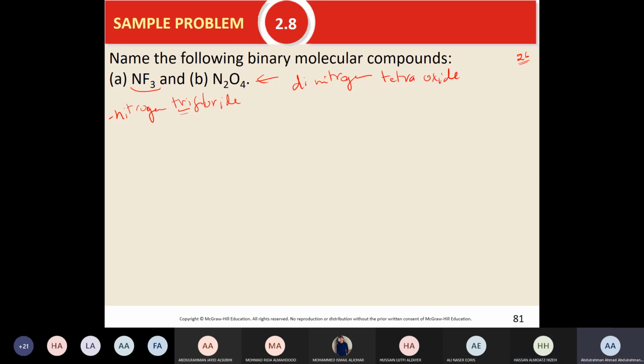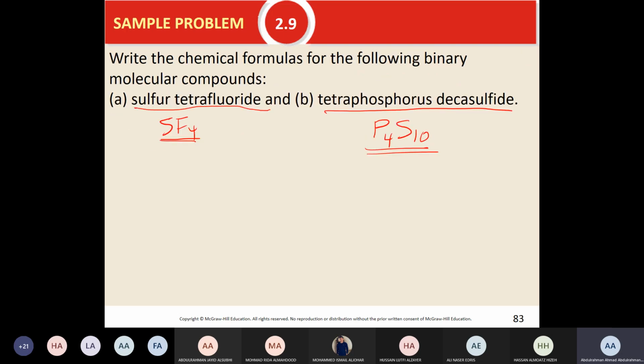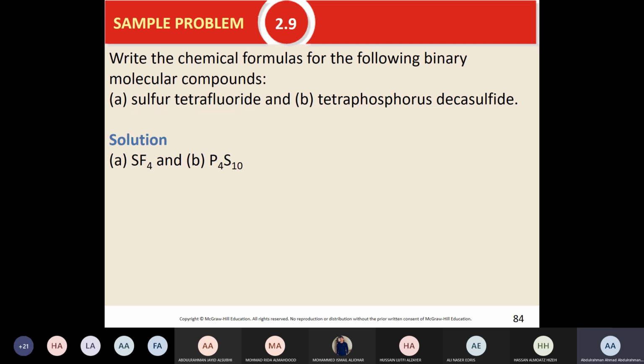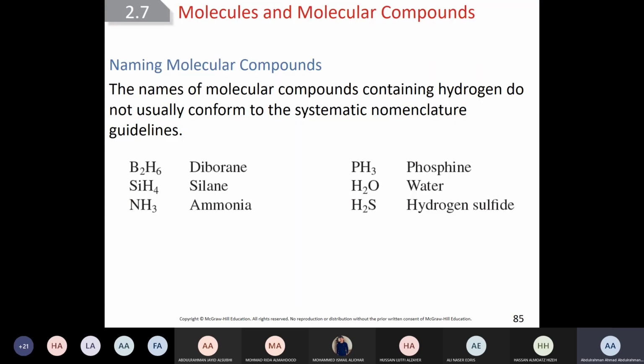Nitrogen trifluoride, so this one, and dinitrogen tetroxide, and this one is SF4, and this one P4S10. Good. All right. Now, these are not important. What are the important ones? The three that I want you to know. What's this?